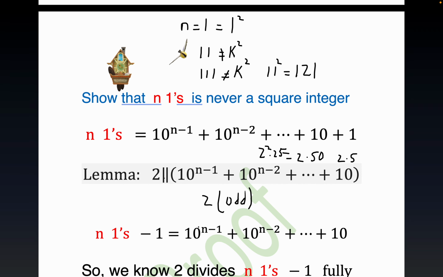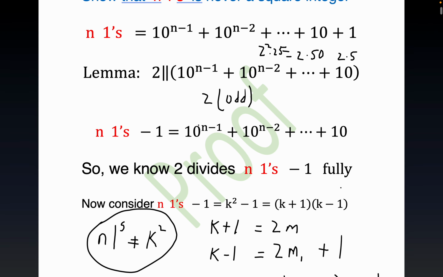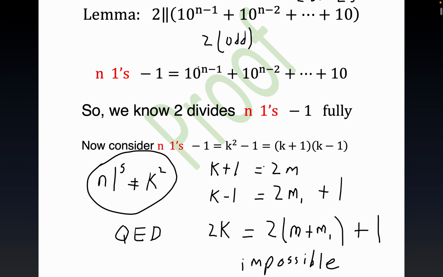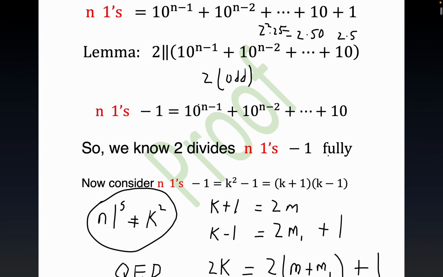Only 2 divides this entire sum of powers of 10. No higher power of 2 can divide it. And you see, that's what leads to this contradiction ultimately, because only one of these factors can be even. The other one can't be even. Otherwise, you would have a higher power of 2 dividing it, right? So in a sense, it's a super simple proof, super simple proof.